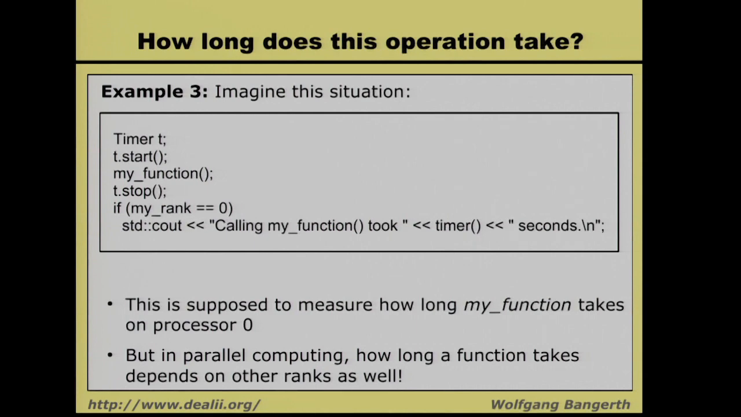So the idea, of course, here is that I want to measure how long this function my function takes, right? So I need to figure out, let's say here, which may be a function that does some MPI communication, how many seconds between we started it and we stopped it. Oftentimes what you find if you do this, and if you don't do it right, is that you get results that don't seem to make any sense.